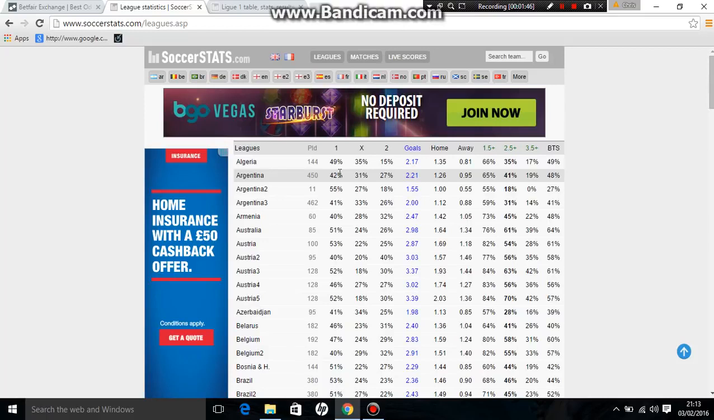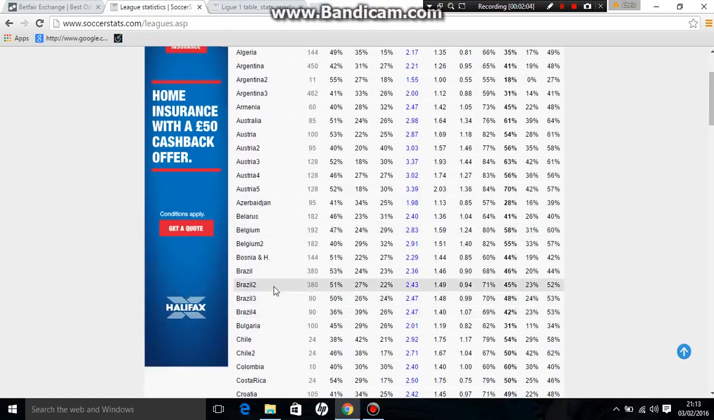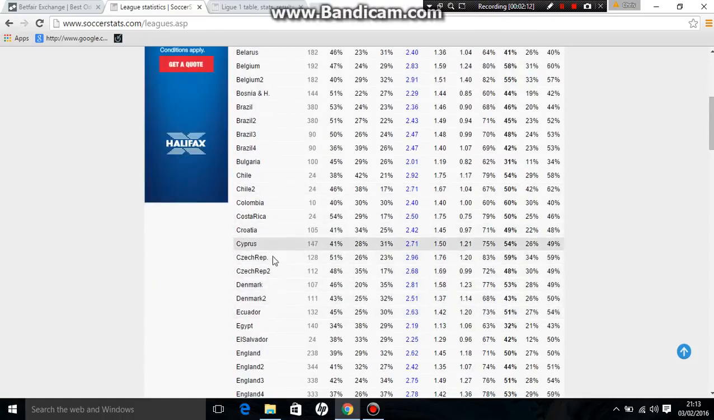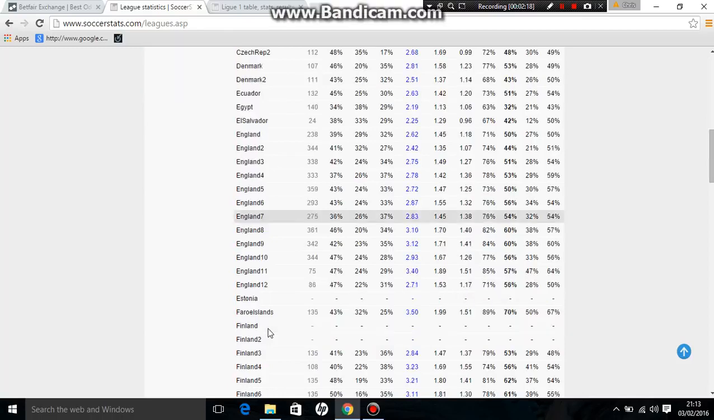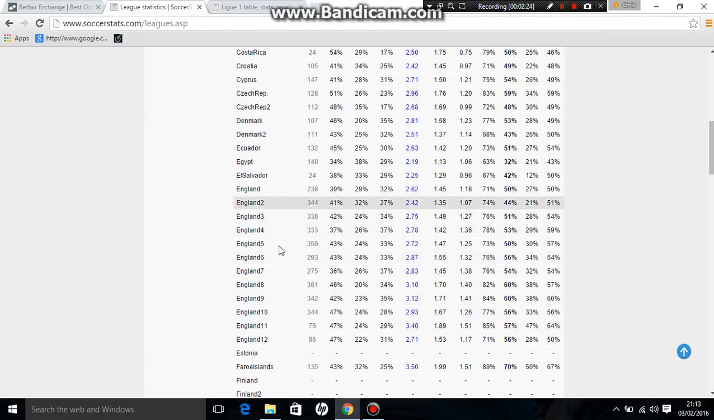Well, it does, because you don't want to be trading on the really small leagues. You don't really want to be trading on leagues like Austria. You certainly don't want to be trading on the lower leagues, Belarus, some of the Brazilian leagues. There's just no liquidity in the market to be able to trade, and that goes for a lot of leagues. Czech Republic, Ecuador, El Salvador, Egypt, all of these leagues, Finland, all of these lower leagues, even a lot of the English leagues. You really don't.